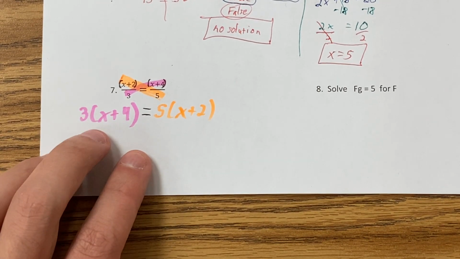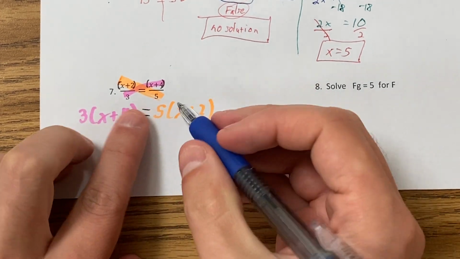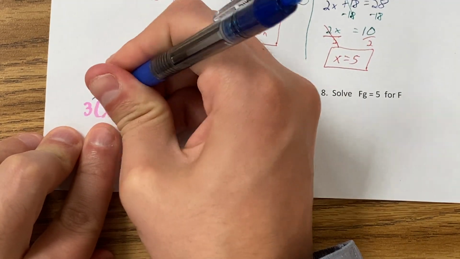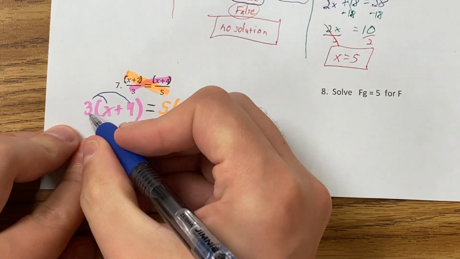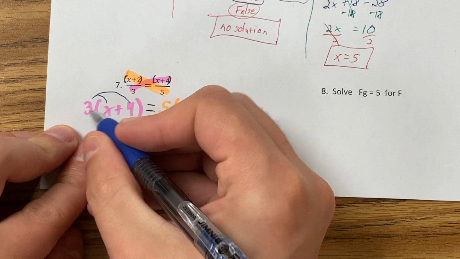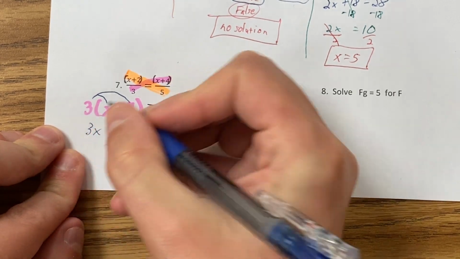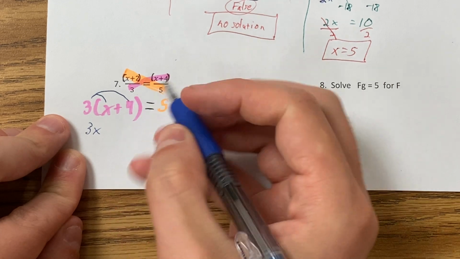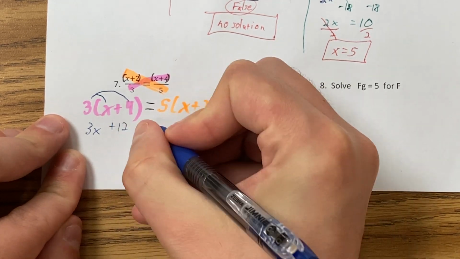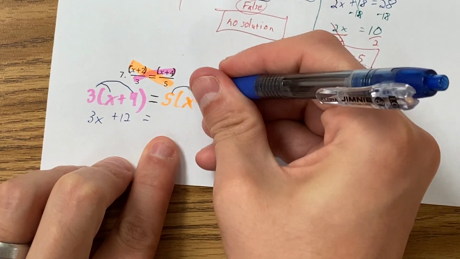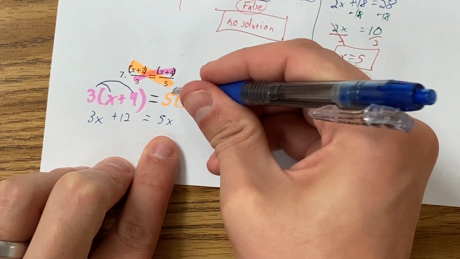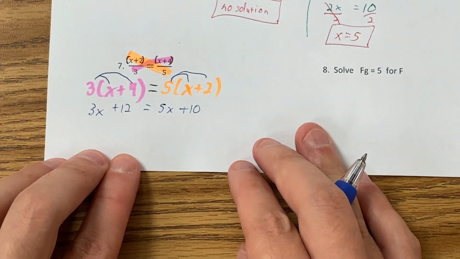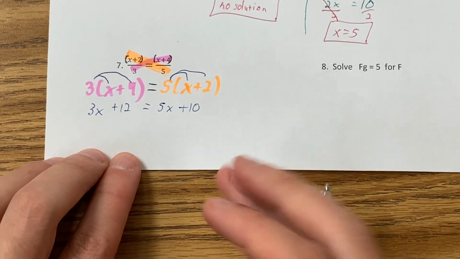Yes, the next step, just like before, when you have the number in front of the thing there, you are going to distribute. So 3 times x is 3x. 3 times 4 is a positive 12. 5 times x, 5 times 2. All right, so if that went too fast, just pause it until it makes sense. Distribute.